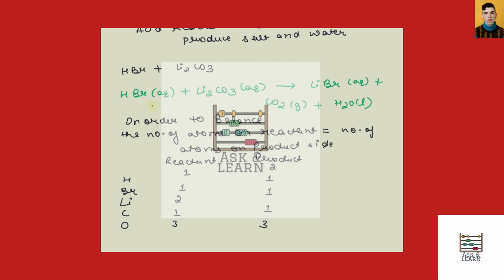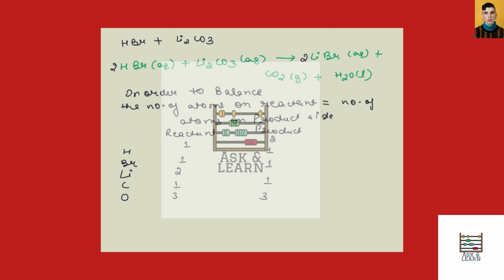So here we have to add 2 to balance this hydrogen. Now here comes the 2 in 2LiBr. If we see now, there are equal numbers of atoms on both sides.